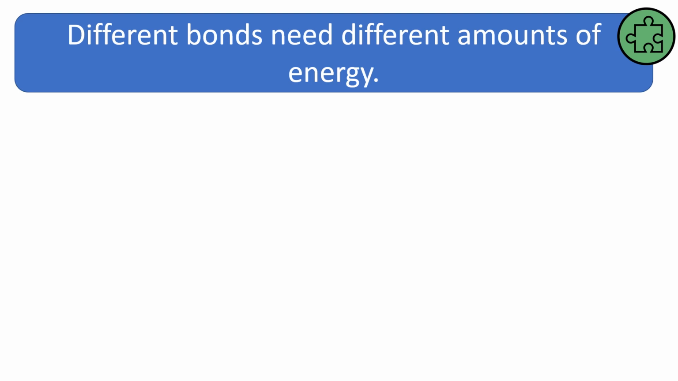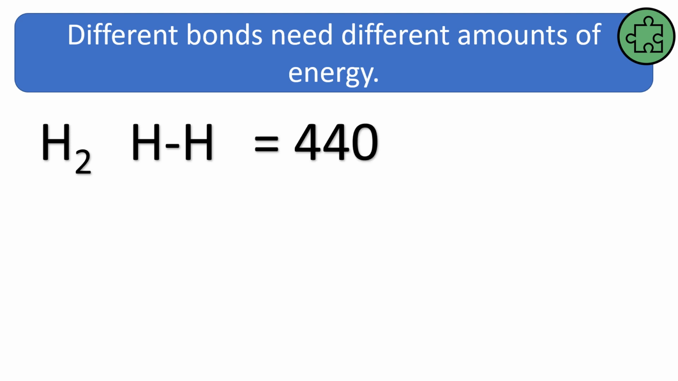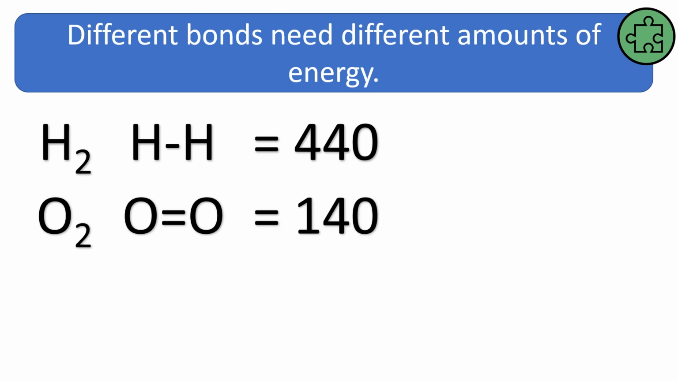Okay, so different bonds need different amounts of energy. Like I say, you don't need to know this by heart, but this is where people trip up, and it is practice makes perfect on this, guys. My apologies, it's just the long way around. But H2 is 2 H's bonded together, so that's a single bond there, 440 kilojoules per mole. O2, that's actually a double bond. That would be 140, for example.